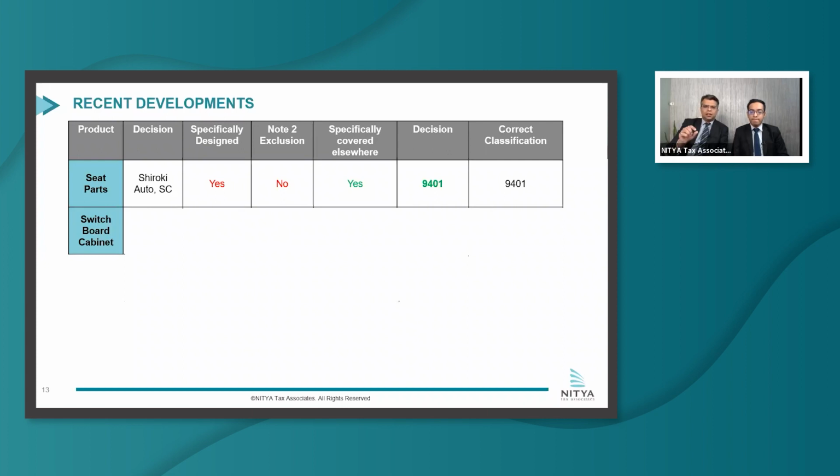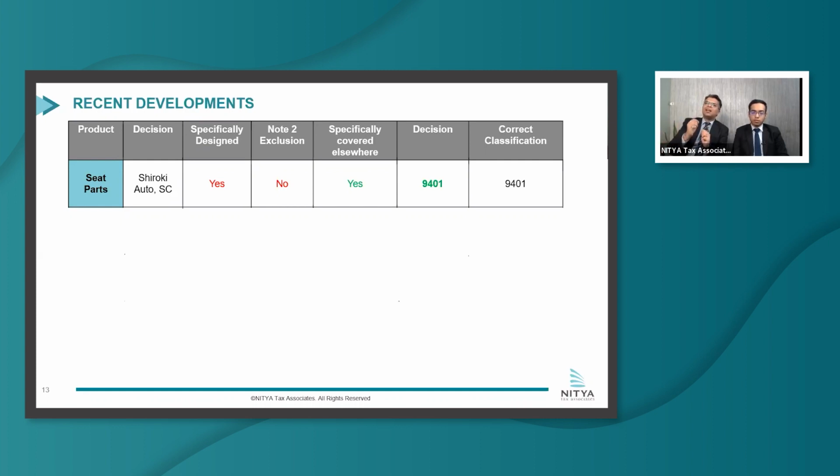Right. So just highlighting here, if for your product also you want to apply this test, you should see these three tests. In this case, where we are highlighting red, there should be three reds for you to fall under 8708 or 8714. Even if you are able to say that one of the tests is not satisfied, so if they are not specifically designed, or they are excluded by Note 2, or they are specifically covered elsewhere, any one of the tests would be sufficient for you to say these are not covered under 8708.